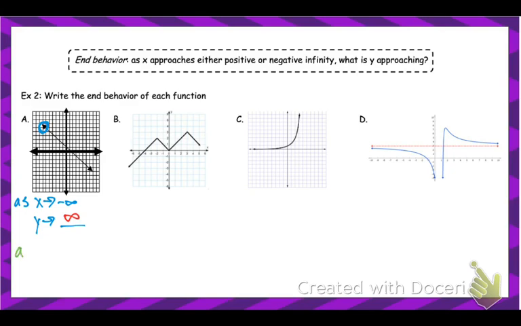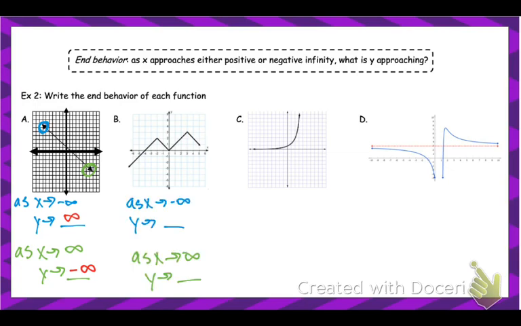Then we look at the right side of my graph. So as x approaches positive infinity, I look and see what my y's are doing. So the right side of my graph, there's that arrow. Well, that arrow is going down. So as x approaches positive infinity, y's are approaching negative infinity. All right, so go ahead and pause it and try B.